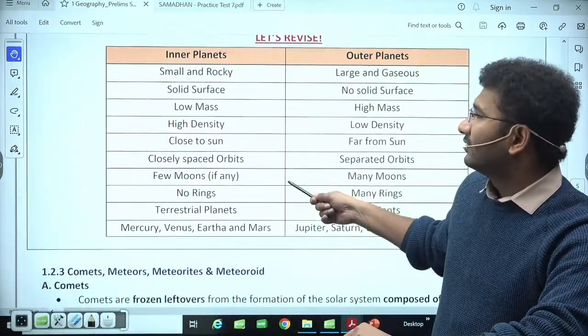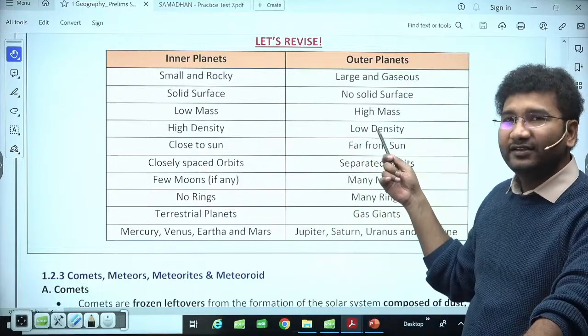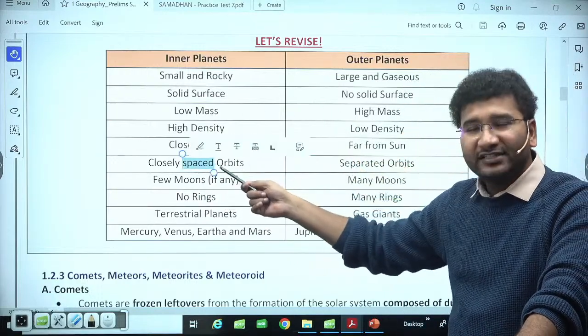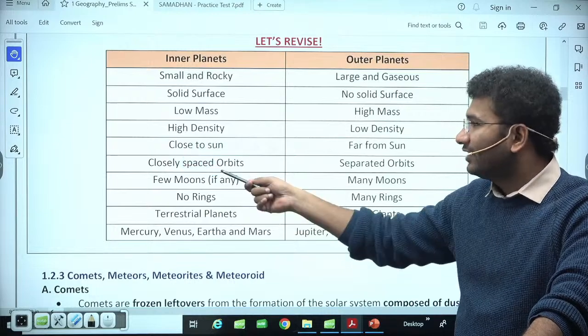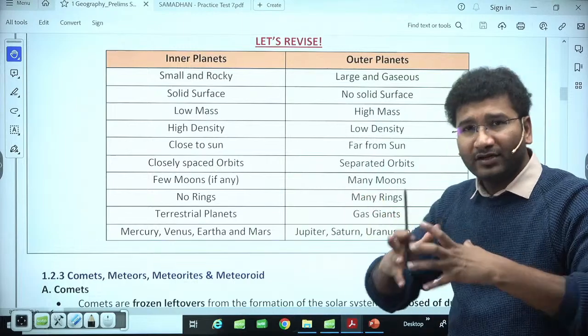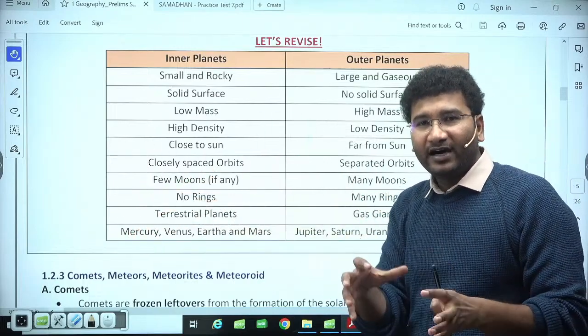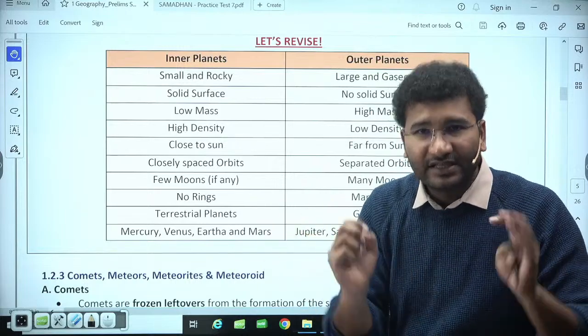Now see, the inner planets have high density and the outer planets have low density. The inner planets have closely spaced orbits, the orbits are very closely spaced. Here the orbits are separated, meaning their orbits are far apart. Mercury, Venus, Earth and Mars are quite close to each other.